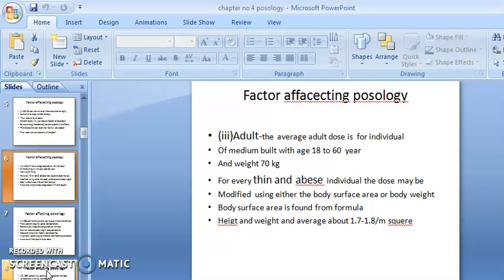Adult. The average adult dose is for an individual of medium build, age 18 to 60 years, and weight 70 kg. आता adult कोण आहे 18 to 60 years of age आणि ज्यांचं वेट आहे 70 kg त्यांना म्हणतात अडल्ट.